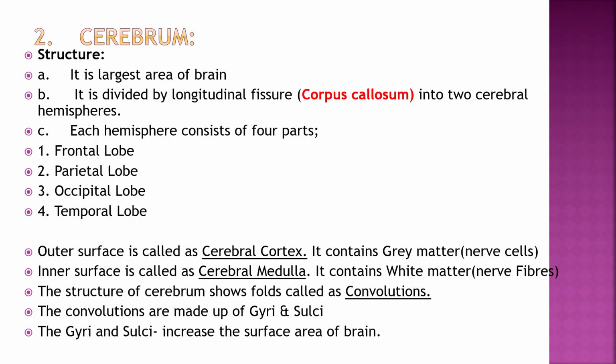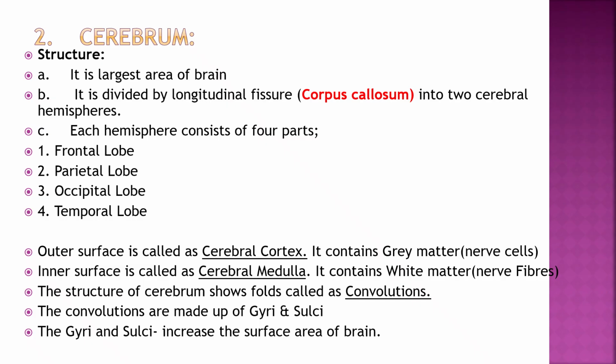So it is the largest area of brain, and it is divided by longitudinal fissure, that is corpus callosum, into two cerebral hemispheres. So hemi means half. So right and left hemispheres. So each hemisphere consists of four parts. So first frontal lobe, second parietal lobe, third occipital lobe and fourth temporal lobe.